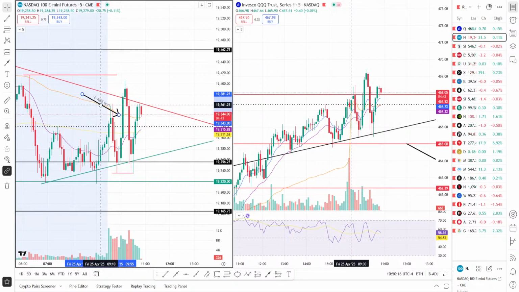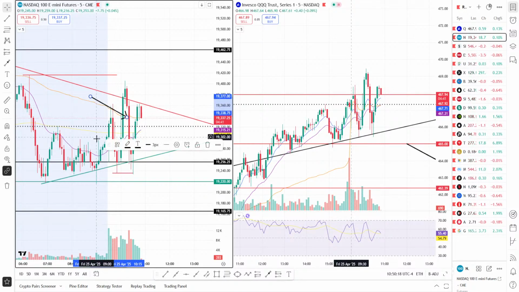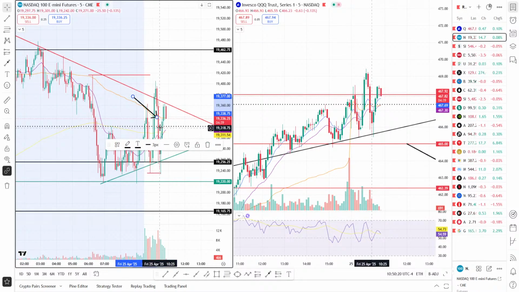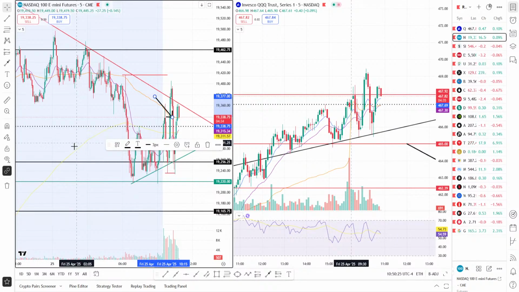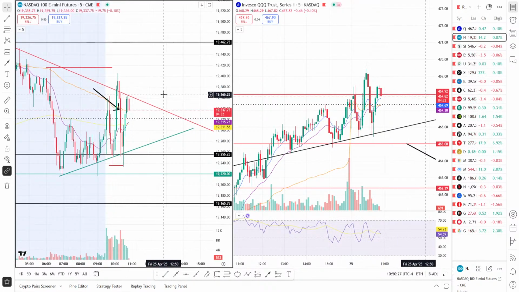Let's save our money for later when the market is better. When it's trending, it's a lot easier to make money, especially with options. But this is just too much choppiness. We might have to come back later, 1 p.m., 2 o'clock.